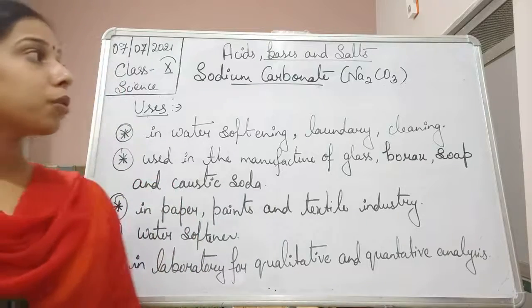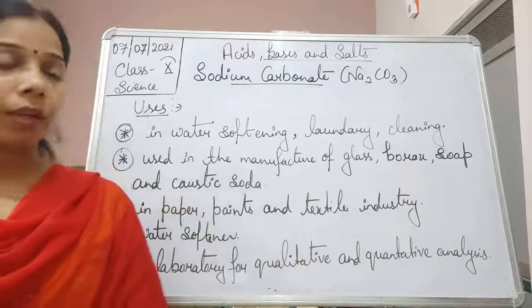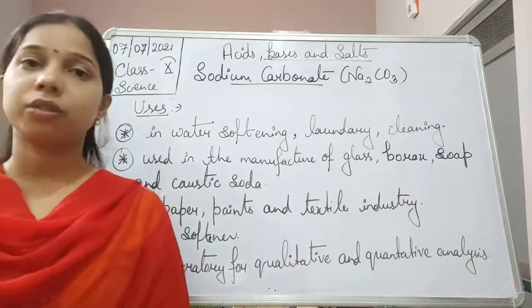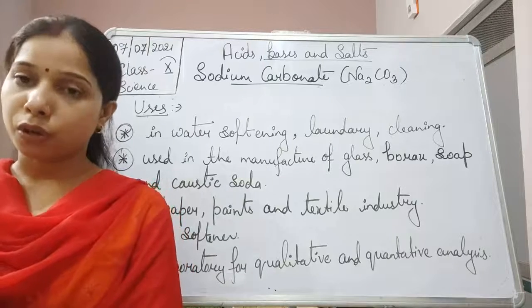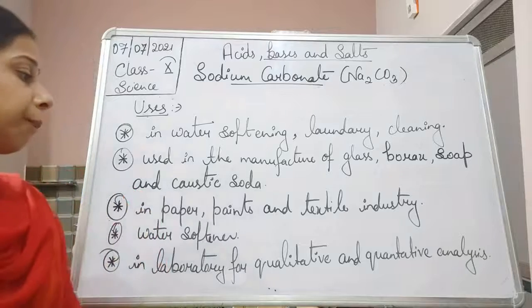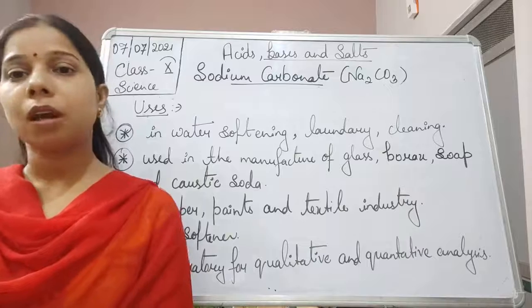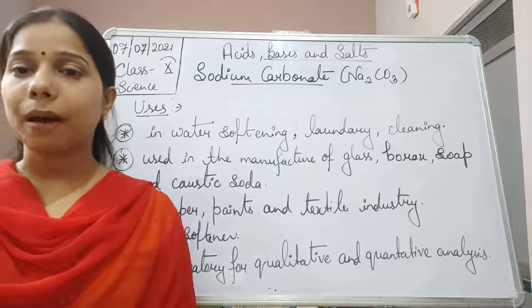So these are some of the uses of the sodium carbonate, students. Used in softening water, used in laundry, used in cleaning, used for making borax, for soap, for caustic soda. Also it is used in the paper and textile industry, in paint industry, and finally for quantitative and qualitative analysis in laboratory. These are also required. So this is all about the sodium carbonate.